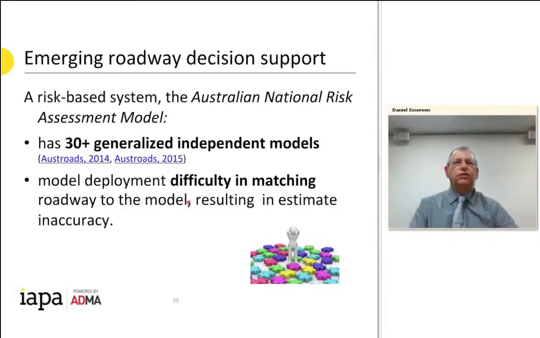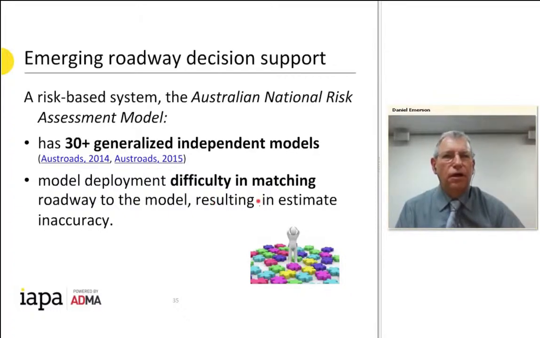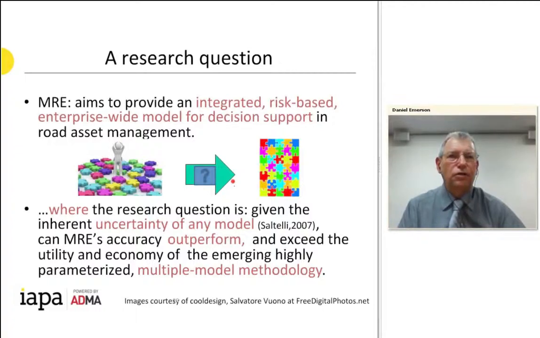So our question is, given an integrated approach, and with any modelling there's this inherent uncertainty, well written by Saltelli, will an integrated approach provide a more accurate model and exceed the utility and economy of having a number of human-devised models that need to be manually matched to roads?